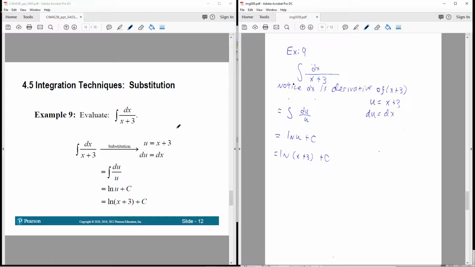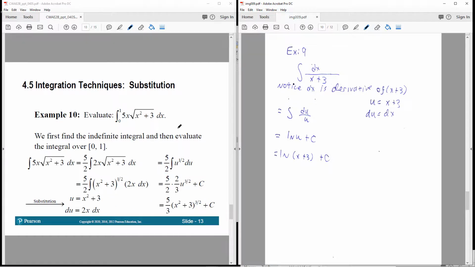In this one here, notice that dx is the derivative of x to the third. So what I have is 1/u du, and that becomes the log. And then I end up with ln u plus c, replace u with x plus 3.